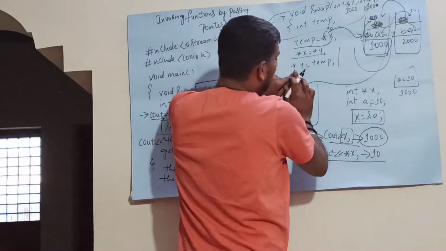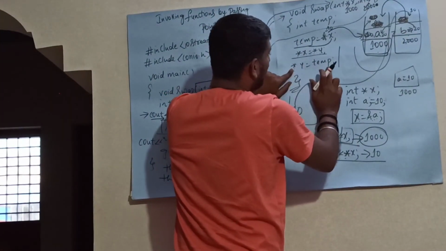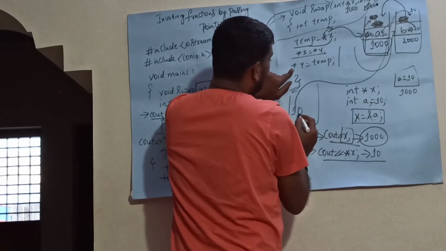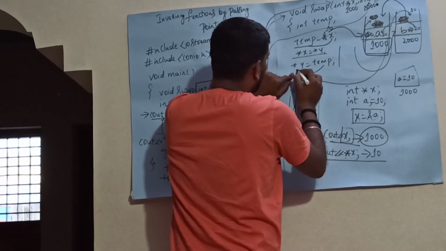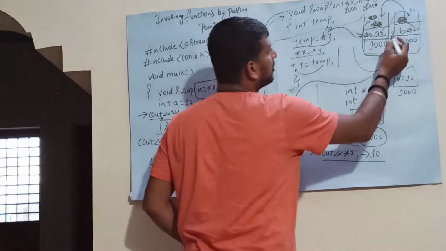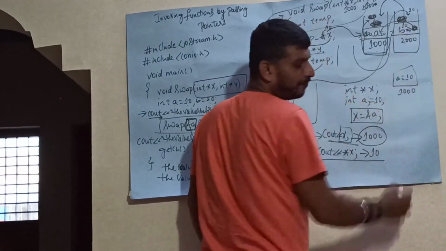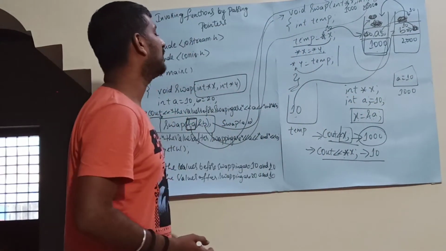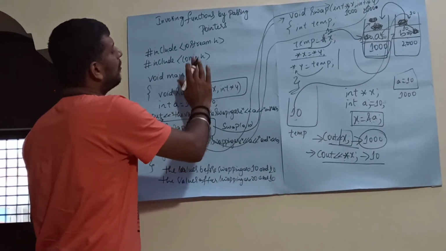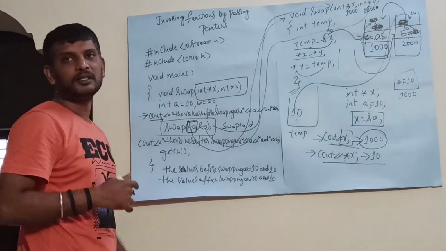In the last step, I am doing *y = temp. In temp, what you have is 10. That particular value I am transferring into y. So *y is nothing but the value of B. It becomes 10. Okay. This is how exactly you are passing the pointer as an argument to the function.